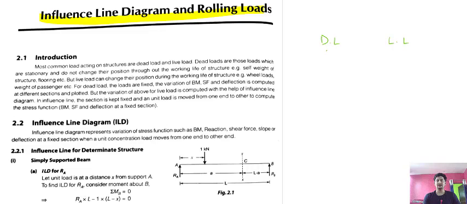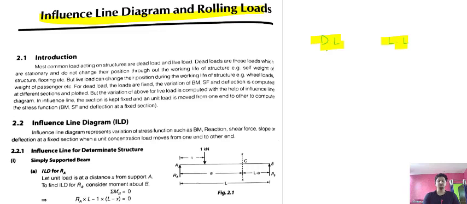So what is dead load? Dead load is the load which is stationary, and it does not change its position throughout the working life of the structure. Live load can change its position during the working life of the structure. That is all about the loading condition.